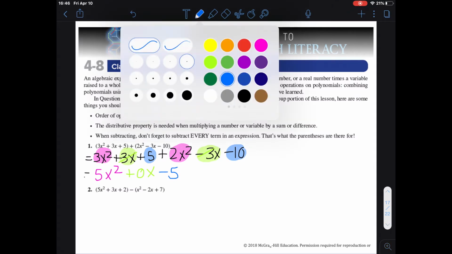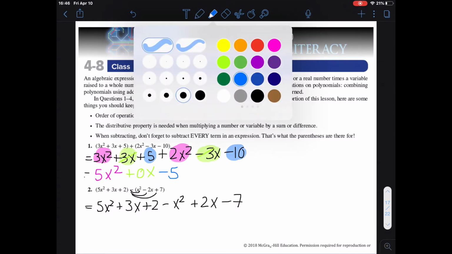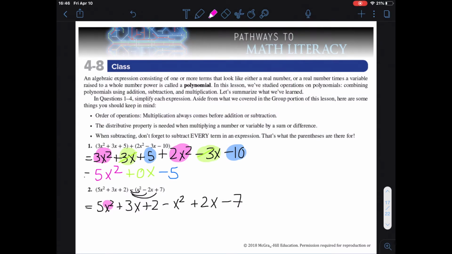Okay. Now for this next one, we've got that subtraction. You've got to go ahead and distribute that minus sign to every single piece. So that's minus x squared. The minus minus gives you a plus 2x and a minus 7. So before you can actually combine, this has to distribute and change every single sign. So now we go ahead and group the like pieces. I have 5x squared and I'm subtracting one of them. So in total, we have 4x squared.